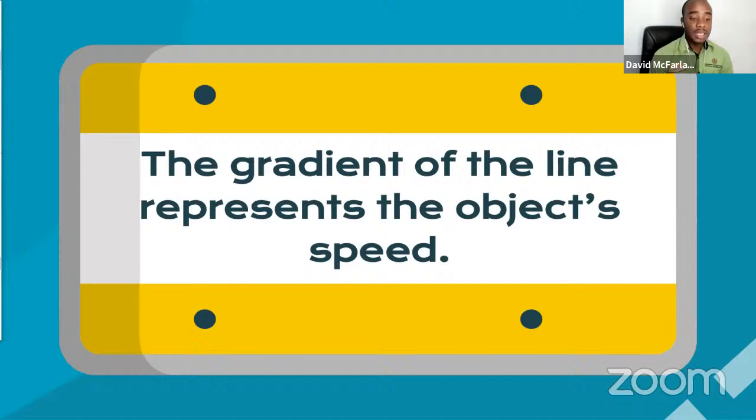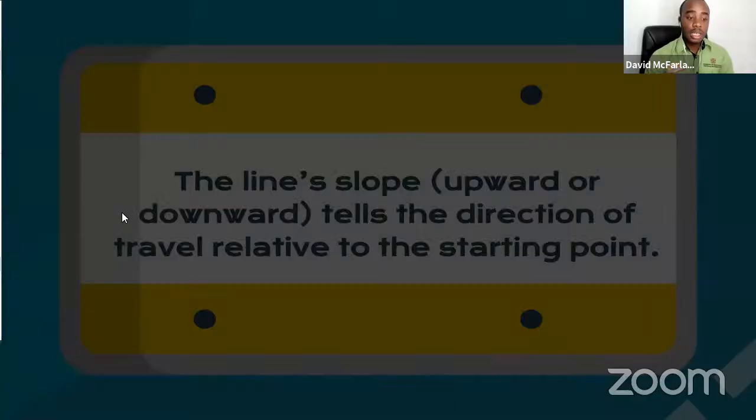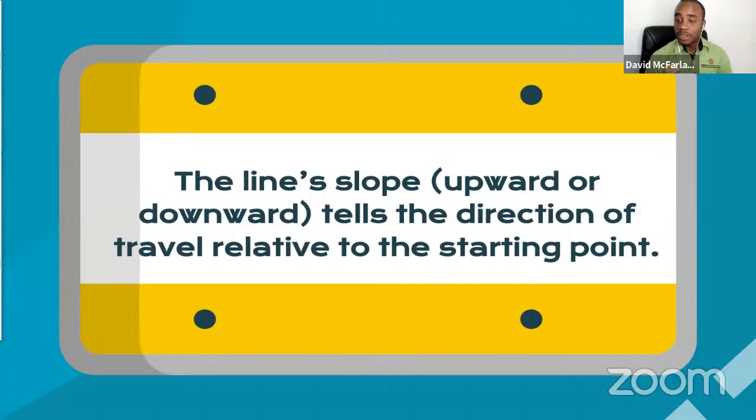So that's what the gradient of our distance-time graph represents. If you don't make a note anywhere else, make a note for this one specifically: the gradient of the line represents the object's speed. Take a screenshot, take anything that you keep in mind, because that's very important as we go along. And as we mentioned before, the line's slope, whether upward or downward, tells the direction of travel relative to the starting point. So it all depends on where we start.